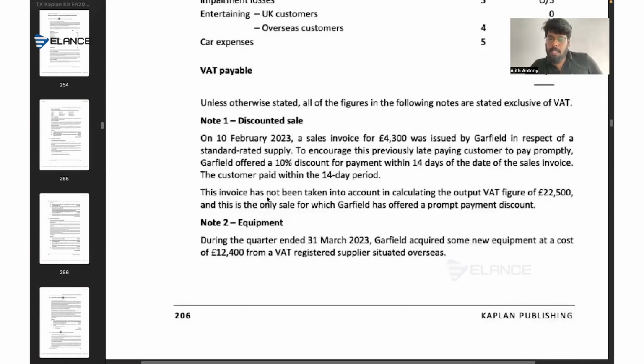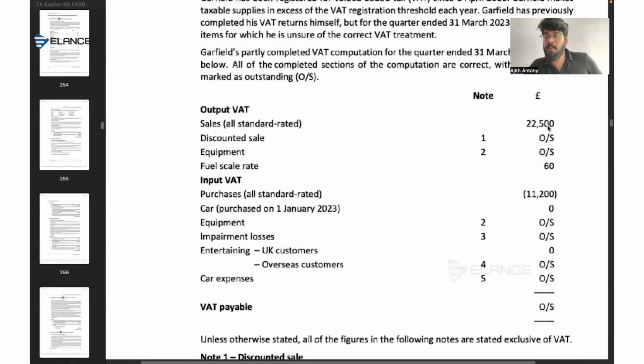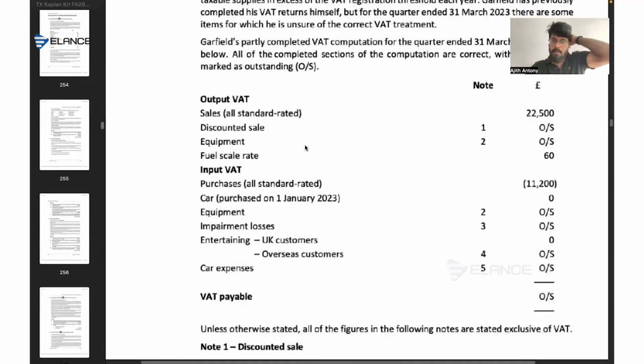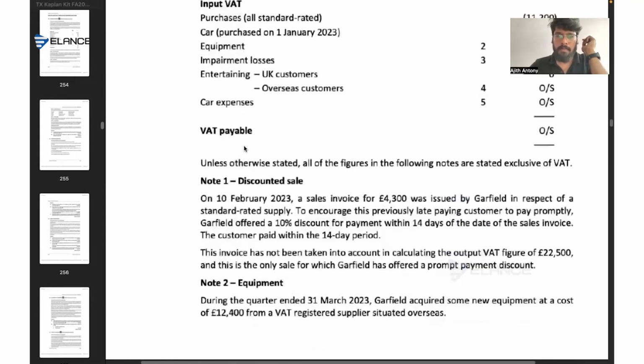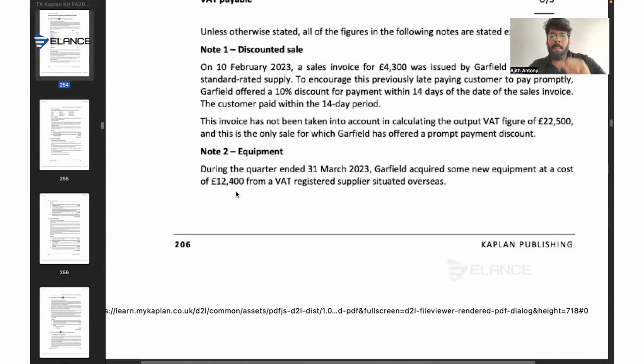Here this invoice has not been taken into account in calculating the output VAT figure of 22,500. Here we are already given the output VAT of 22,500. This discounted sale is not included in that. So that's why we have made another computation for that. Here we have another output VAT on equipment. Look at note 2. There is something related to equipment that is explained.